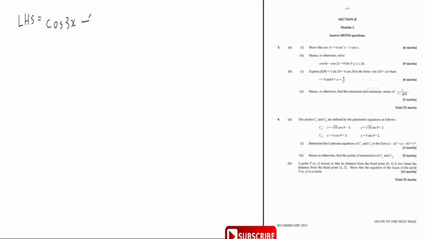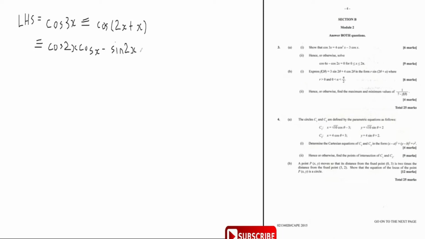Now, as we know, cos 3x can be rewritten as the cos of 2x plus x. But then we know the compound angle formula for this. Cos of 2x plus x is given by cos 2x cos x minus sine 2x sine x.